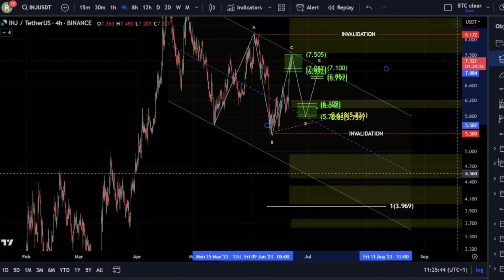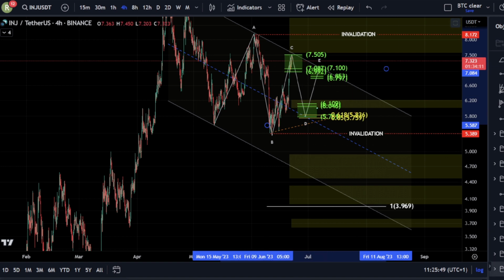Now, this would be an important level. Obviously, $4 psychologically is going to be quite an important zone. So we're going to have to keep an eye on that if we do start to break down in this way.